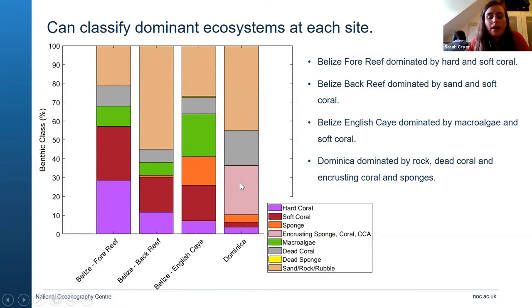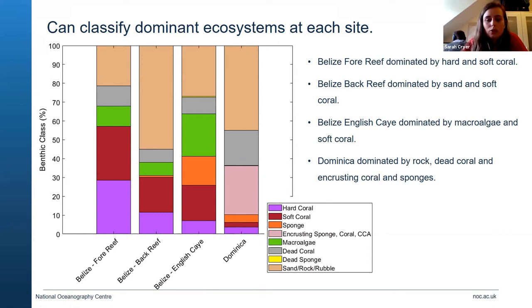And then in Dominica, we see encrusting coral and sponges and algae starting to grow over this rock and dead coral. It's also worth noting that some of this data was taken only 6 months after a very large hurricane hit Dominica. So a lot of what would have been living on these reefs would have been wiped out by the hurricane.